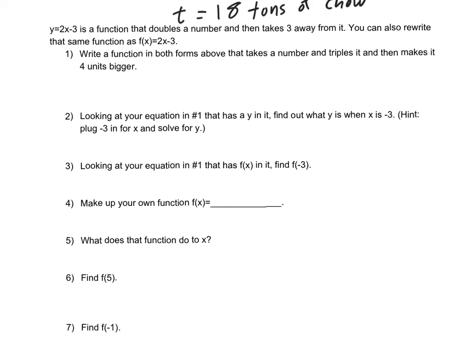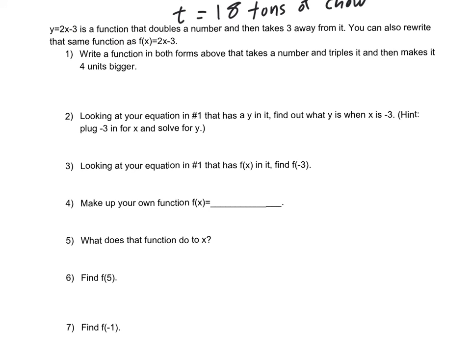Let's look a little bit more closely at the two ways of writing the function that we've learned here. We say that we have an equation y equals 2x minus 3, and that's a function that doubles a number, times 2, and then takes 3 away from it, minus 3. You can also rewrite that same function as f of x equals 2x minus 3. Okay, the same function, just written two different ways.